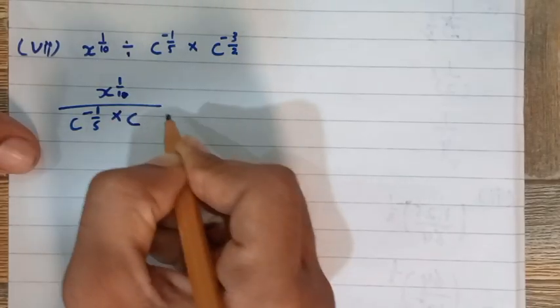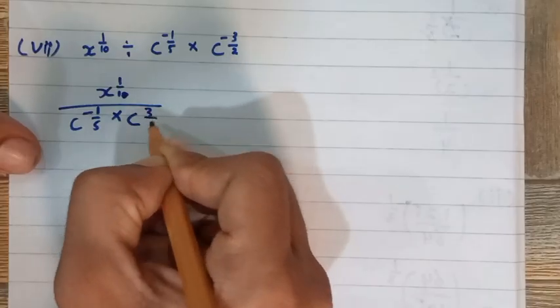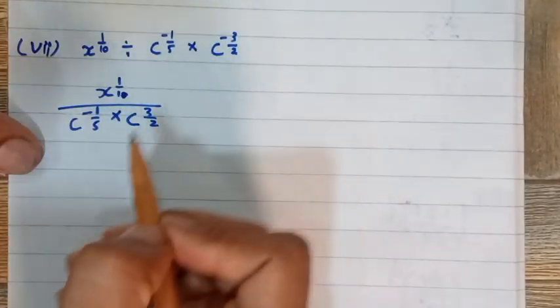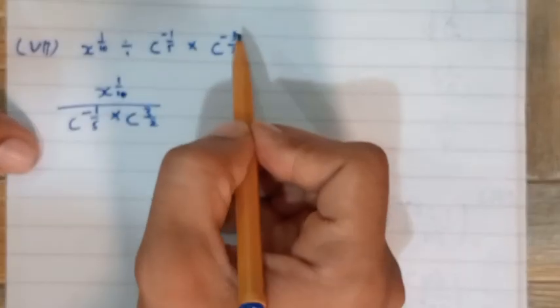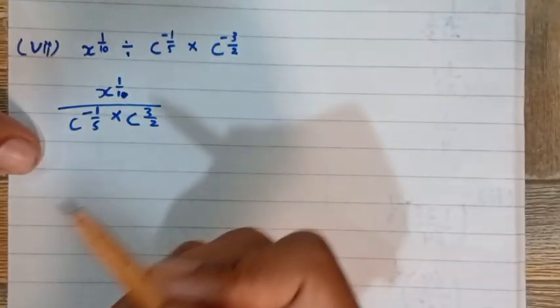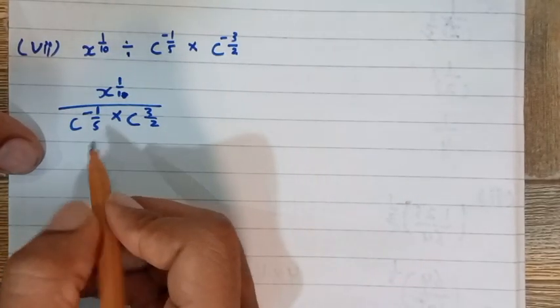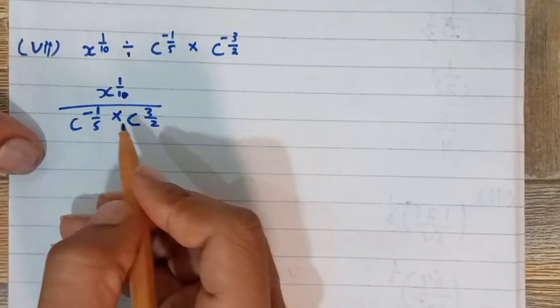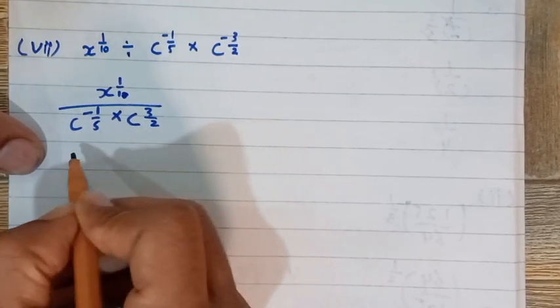Multiply, we can say power 3 over 2. See here the sign is changed. I brought it down as the denominator. For changing the sign, I need to bring it downside. So here, as I told you, if the bases are the same and they are getting multiplied, the powers will be added.